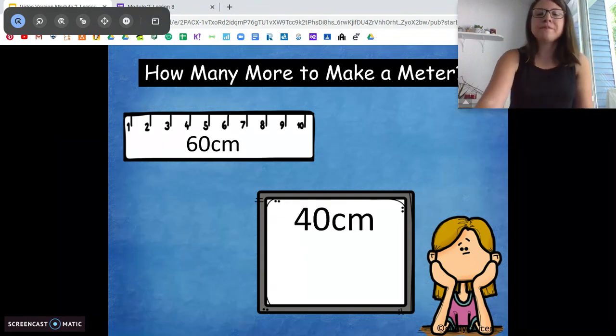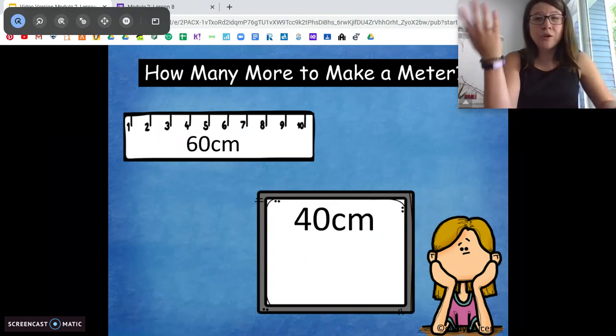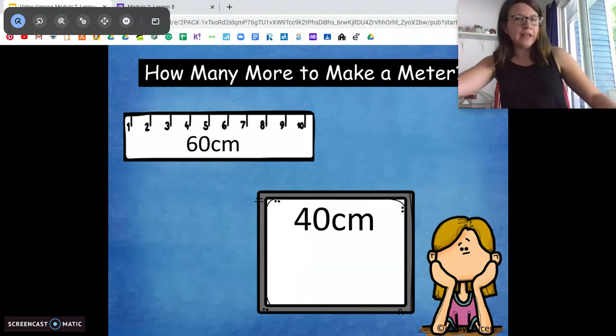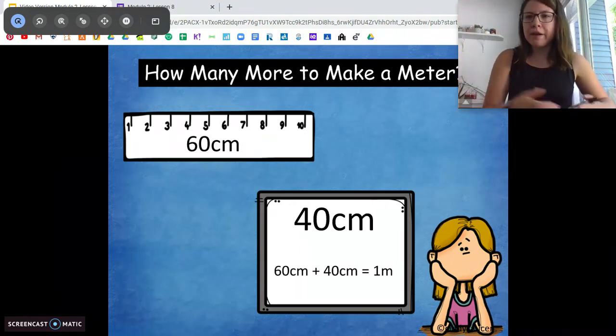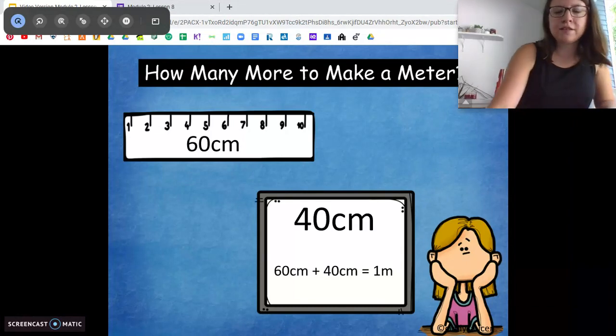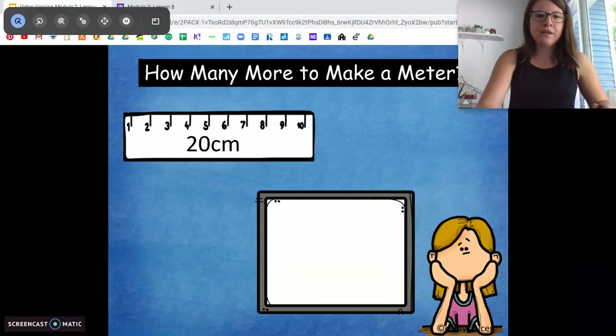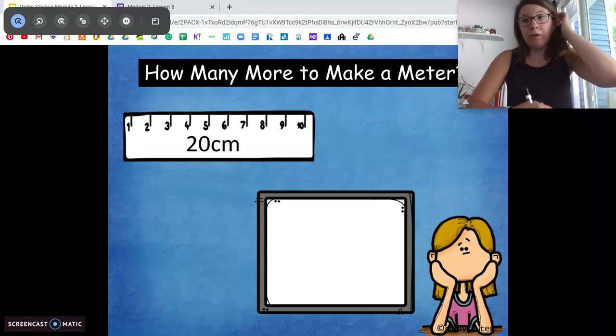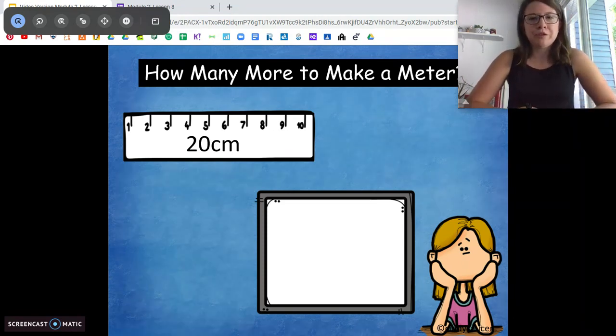Ready? Okay. We need 40 more centimeters. Think of your tens facts. You know 6 plus 4 equals 10. 60 plus 40 equals 100. Just a little bit bigger numbers, but still using those tens facts. All right, let's try the next one. You have 20 centimeters you need to get to 1 meter, or 100 centimeters. Remember, use your tens facts, pause and solve. Come back when you're ready.